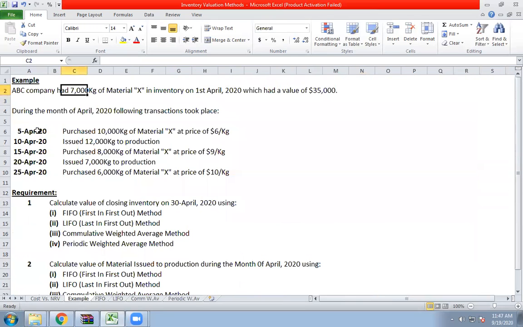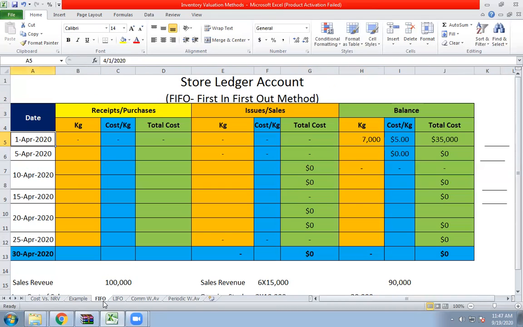Moving to the example, on 5th April, I purchased 10,000 kg at $6 per kg. So I have purchased 10,000. I will record in the purchases at $6. So my total value would be 10,000 multiplied by 6. That is 60,000. So I will also update my balance as well. That I have purchased 10,000 and the value of this 10,000 is $6 per kg, having a total value of 60,000. So I have recorded my purchase of 5th April.